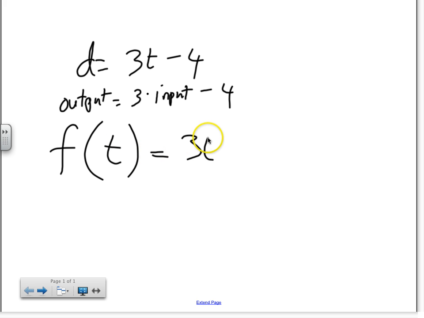3T minus 4. That's it. That's the only thing that's different. The left-hand side changes, and the right-hand side is exactly as above. You see it? That's it. Okay, so now, if I ask you this, guys, I want to throw you.